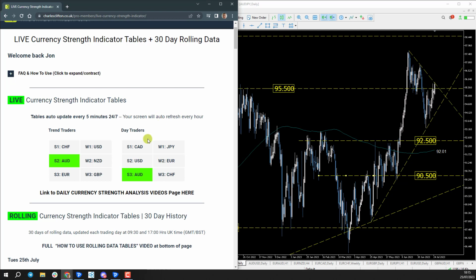the market going forward. Now we do have the dollar here as a strong currency, but as you can see on the trend trader side of the table, it is a weak currency. So we have opposing ideas going on there, very much the same with the Swiss franc, strongest currency, but at the moment on W3 on the day traders table. So I can tell you one or two things.